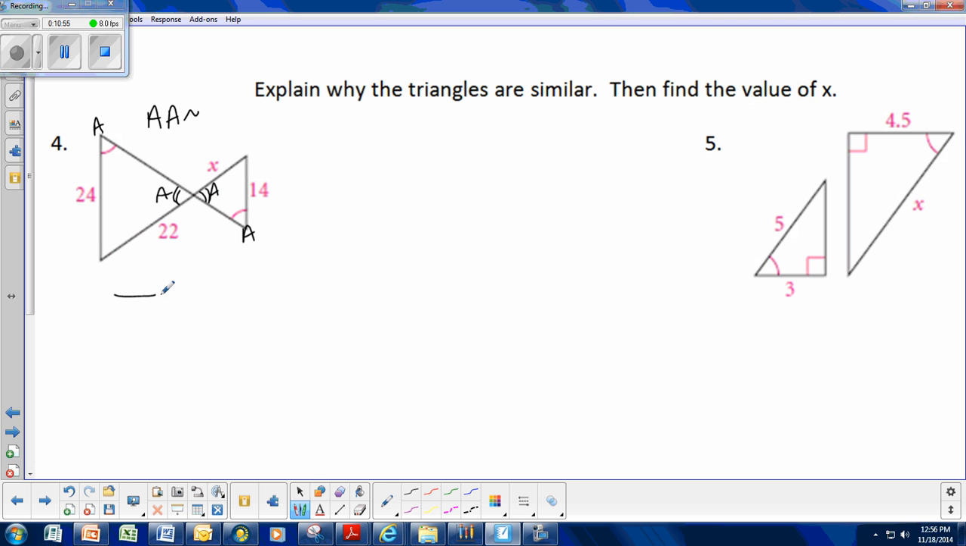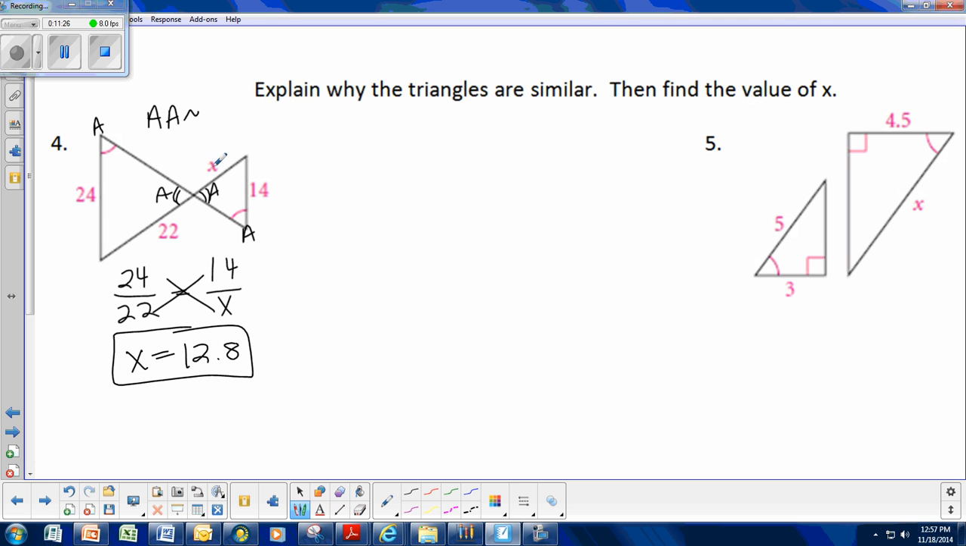Now I'm going to set up a proportion. Since these triangles are similar, I can set up proportions because the sides are proportional. So I'm going to use this triangle over here first. 24 I'll put on top, 22 I'll put on the bottom. And over here I'm going to match up these sides accordingly. So 24 matches 14, which would go on top, and x would go on the bottom. And then I'm going to go ahead and cross multiply. Okay, so we cross multiply there, we'll get x equals approximately 12.8. All right, that would be this approximate length, 12.8.